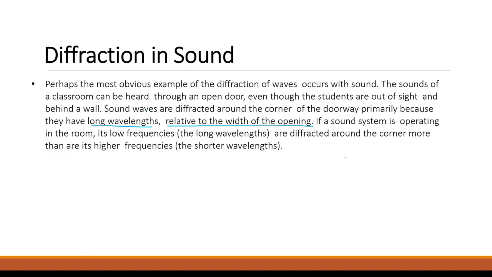And so if a sound system is operating in the room, its low frequencies, the long wavelengths, are diffracted around the corner more than its higher frequencies, because they have shorter wavelengths. And so the low frequencies like beats and lower sound frequencies, you can hear them more clearly if you're standing in the hallway, versus maybe a crash cymbal, which is high frequency, so you might not hear that, but you could hear beats and bass. Bass is another one, so thanks to diffraction.